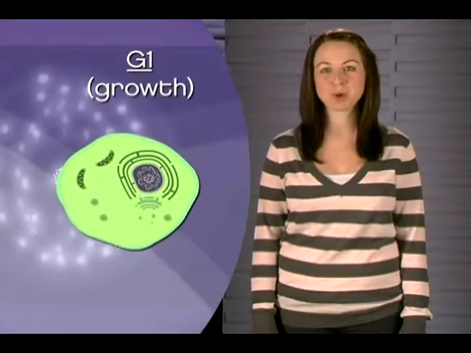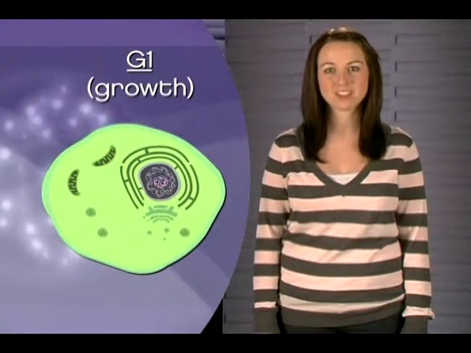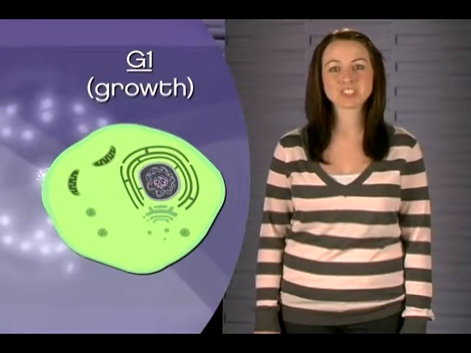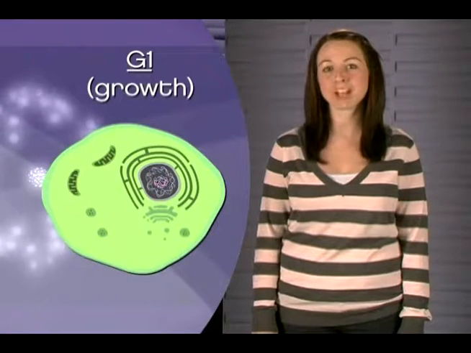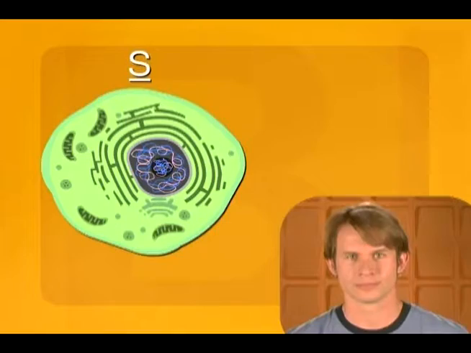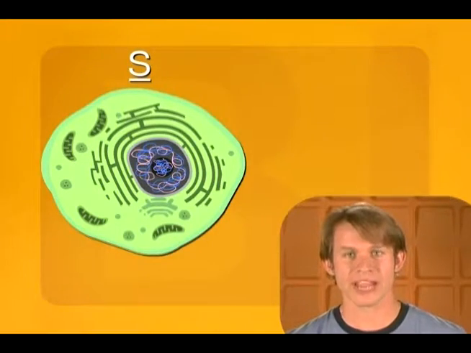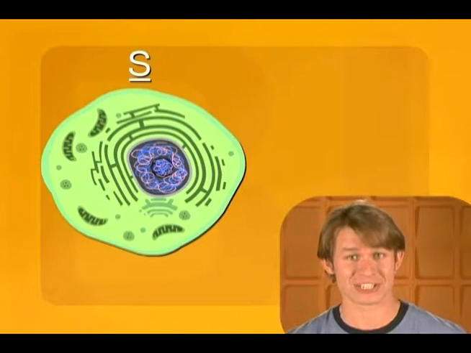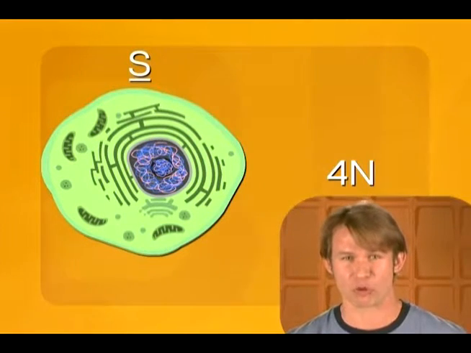So, during G1, the cell grows. Also, the organelles, such as the mitochondria and the endoplasmic reticulum, are duplicated. The S phase. In the S phase, the DNA in the chromatin is duplicated, so the cell is now 4N.